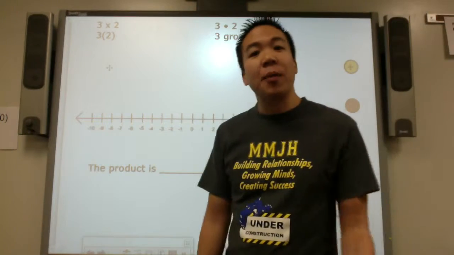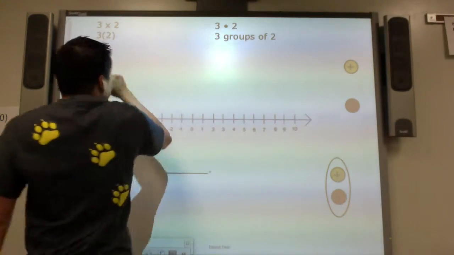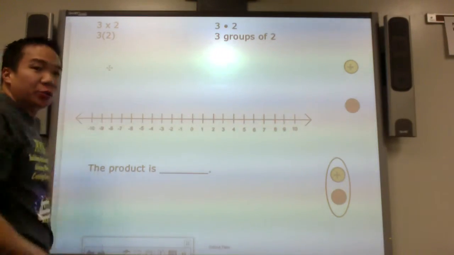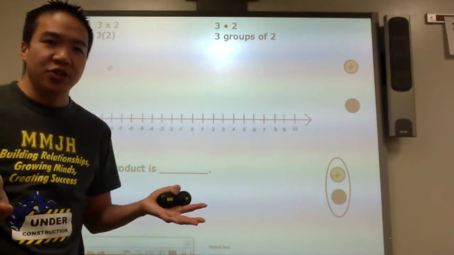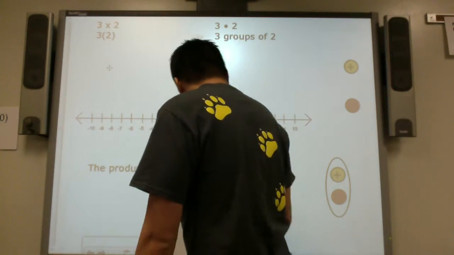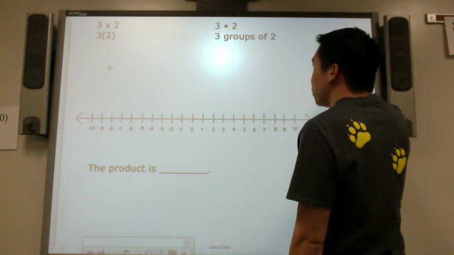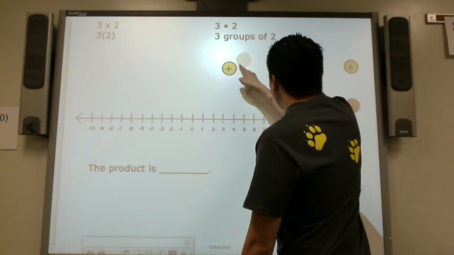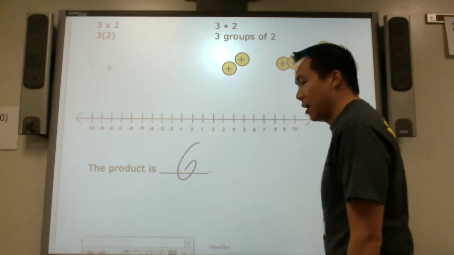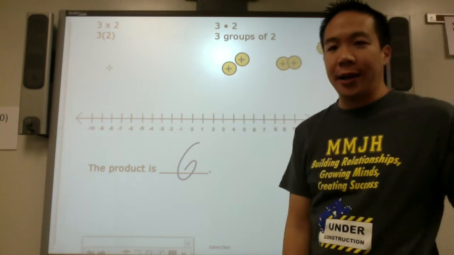Today we're going to work with number lines. 3 times 2 is equivalent to 3 multiplication dot 2. It can be rewritten as 3 parentheses 2, which means 3 groups of 2. They all mean the exact same thing. Could we model it with our coins? So 3 groups of positive 2. We get 6. But how do you show it on a number line?